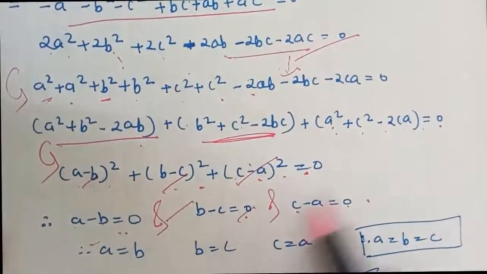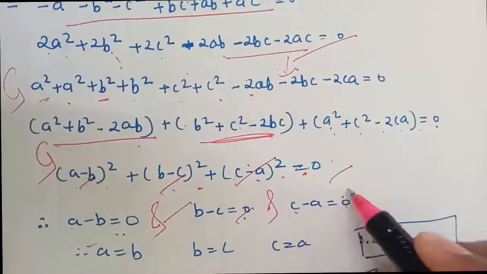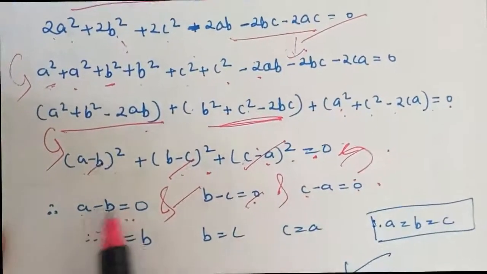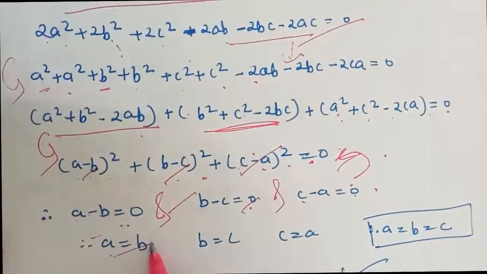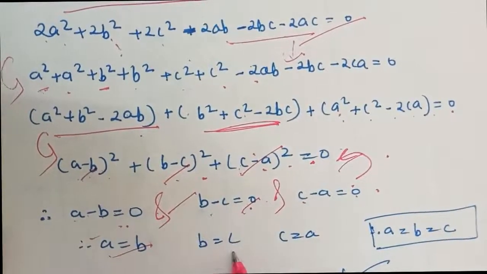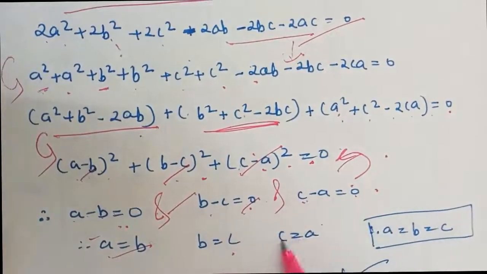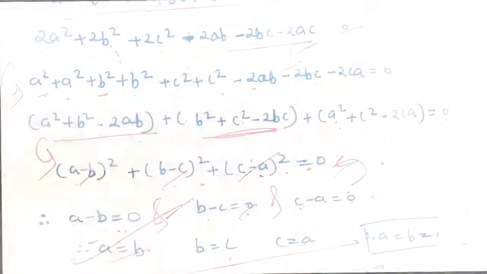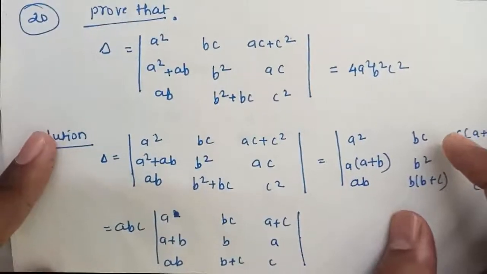This condition should be satisfied, then only this. If this is correct, then only this is correct. So a minus b is equal to 0, this means a is equal to b, b minus c is equal to 0 means b is equal to c, and c minus a is equal to 0 means c is equal to a. This is the proof we want in the question. So this is the next problem.